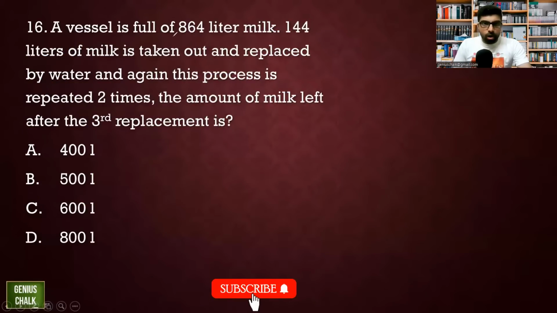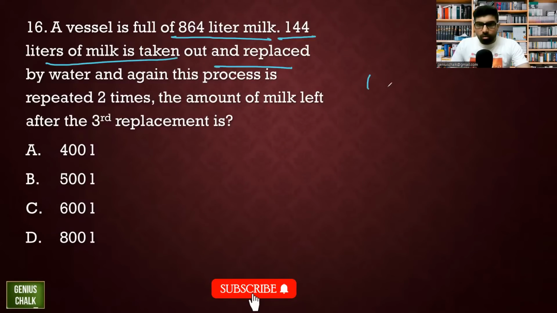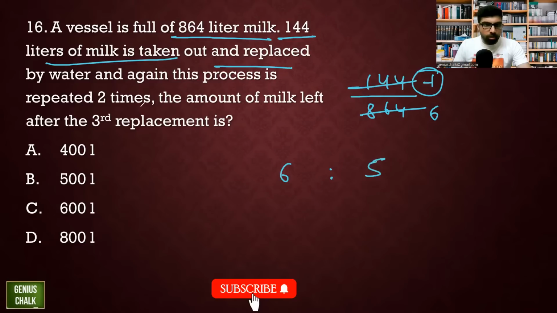Vessel full of 864 liter milk, 144 is taken out and replaced. That means 144 is replaced out of 864. If you check, it is basically 6 times. That means if 6 is the total pure, 1 I am replacing, so 5 will be left. This is repeated 2 times, so I can say 6 is to 5, and it is third replacement, so please change it. It is 2 more times. Okay, so this has to be 6:5 3 times, so total is 216.